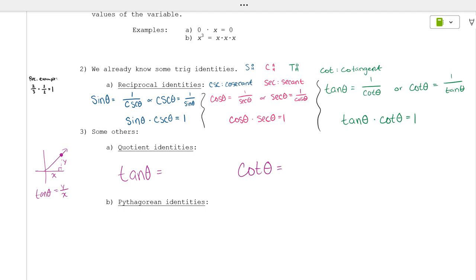Well, that's true. But remember, y we also thought of as our radius times sine of our angle. And x was our radius times cosine of our angle. So if I replace y with radius times sine of our angle, and x with radius times cosine of our angle, that is also a true ratio. In the radius, since they're the same, I can actually just reduce those away. So tangent actually simplifies to sine of theta over cosine of theta.